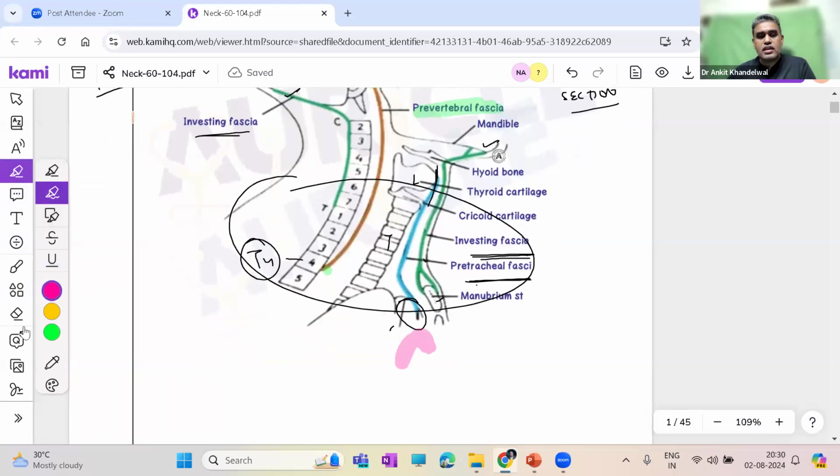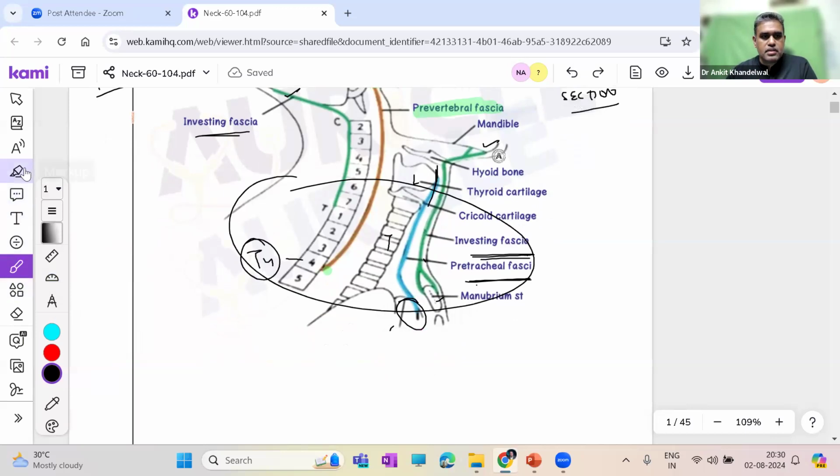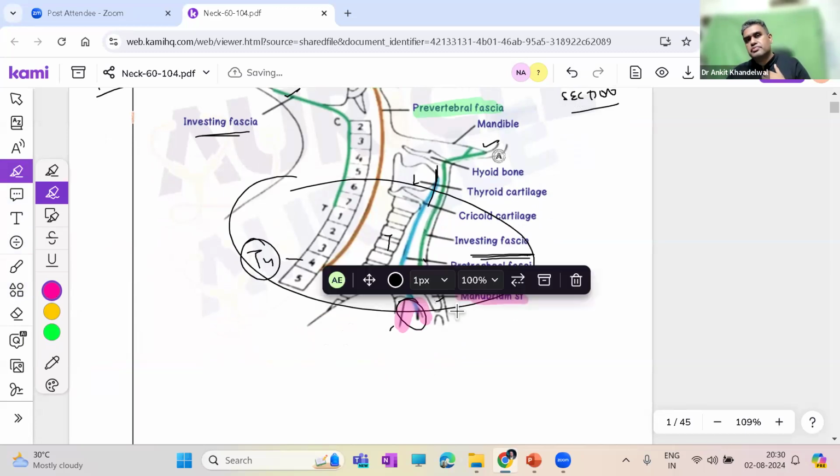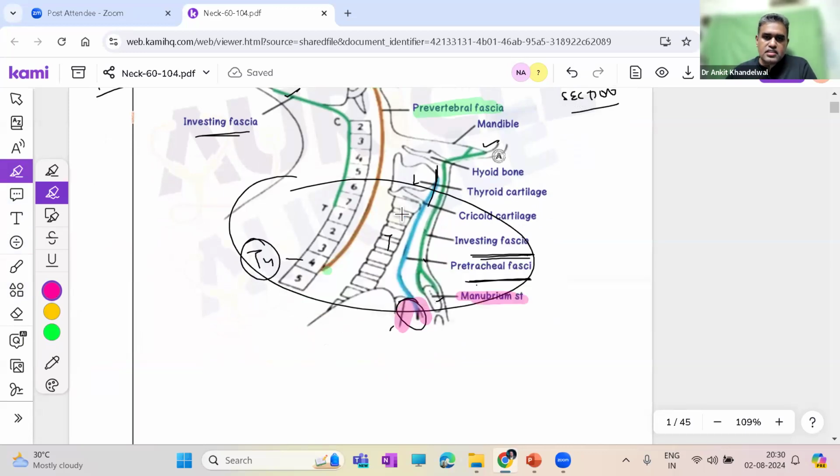Where is our arch of aorta? The arch of aorta, guys, is actually behind the manubrium. I have drawn it a bit lower down, so let us make it a bit higher up over here. This is the manubrium. So behind the upper part of the sternum, we have the arch of aorta. You can see this pretracheal fascia actually merges with the adventitia over here. I hope you understood why we have different layers and where they actually lie.